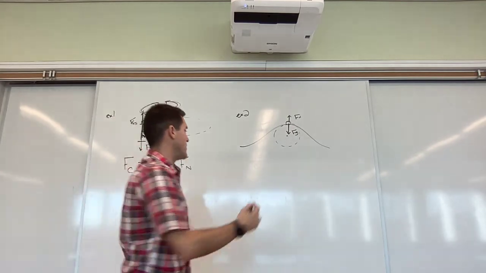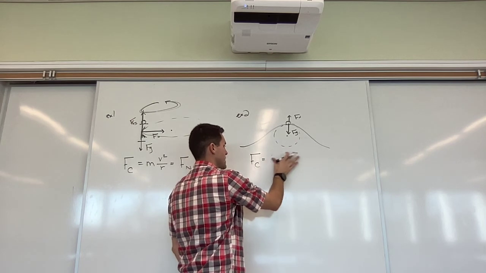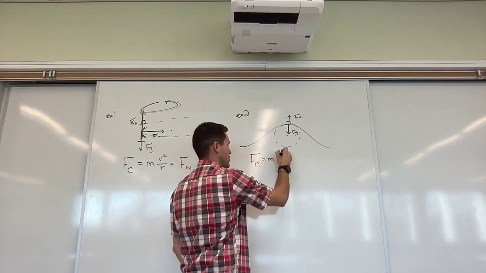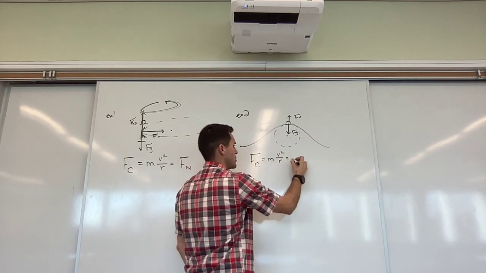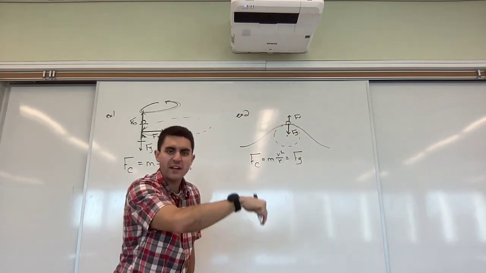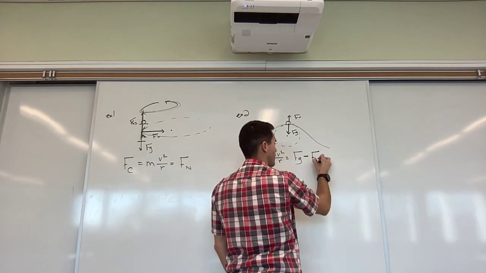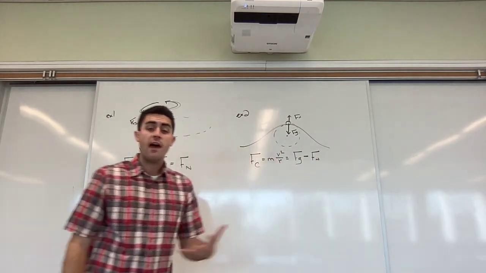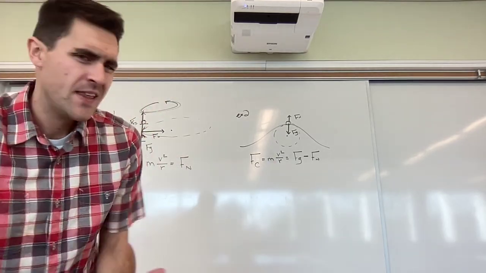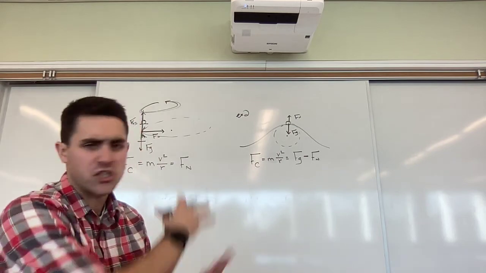This is my FBD. My net force equation is always equal to M times V squared over R, which is equal to FG, which is the radially inward pointing force, minus any radially outward pointing forces. In this case, it would be FN. Again, this is not any particular fancy speed that we're going, nothing special about it.